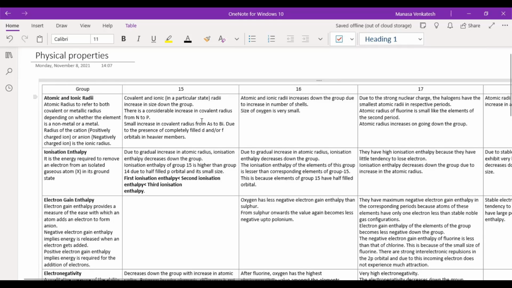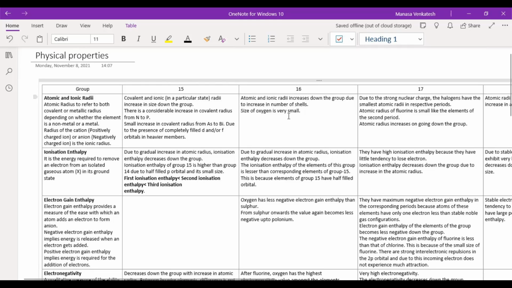And this is because of the weak shielding effect of the d orbitals. So as we know, the shielding effect is highest for the s orbital, and it's the least for the f orbital. And because of that, the nuclear charge is able to pull in the electrons towards itself, and so it's able to have a good hold on it. And because of that, the covalent radius for arsenic to bismuth is not increasing drastically, but only to a certain extent.